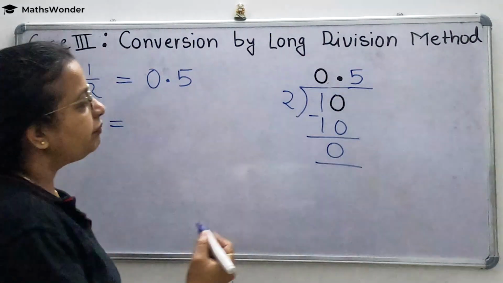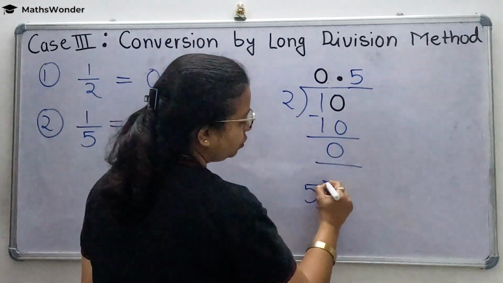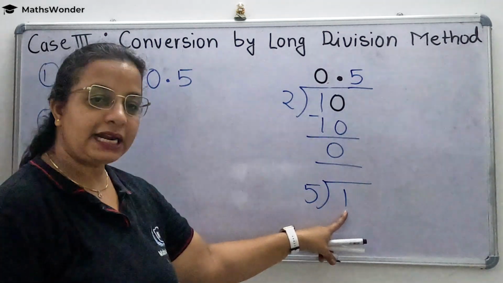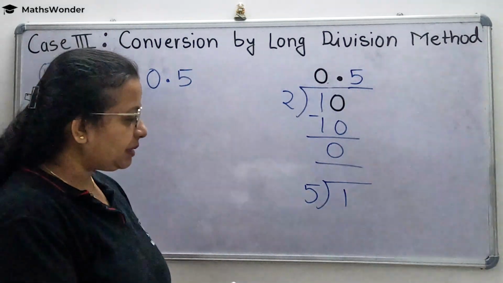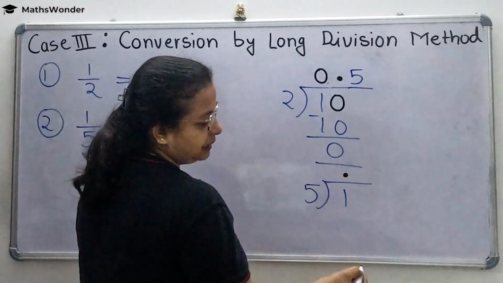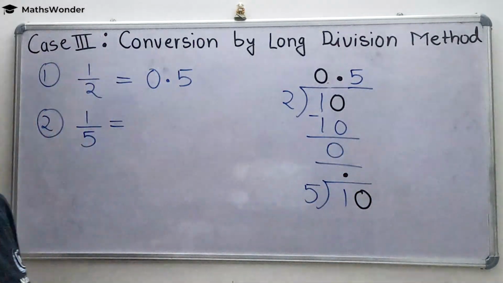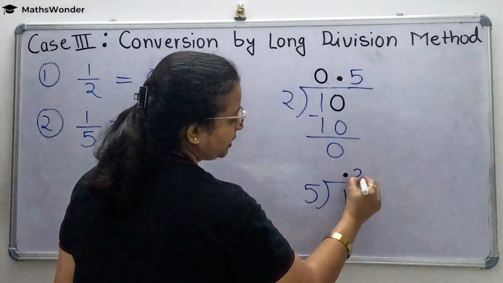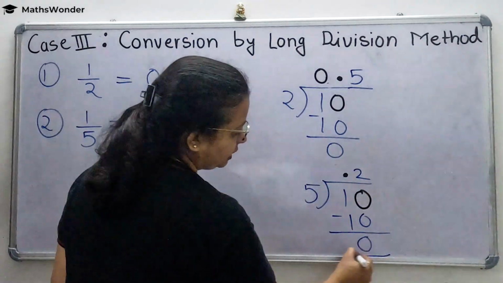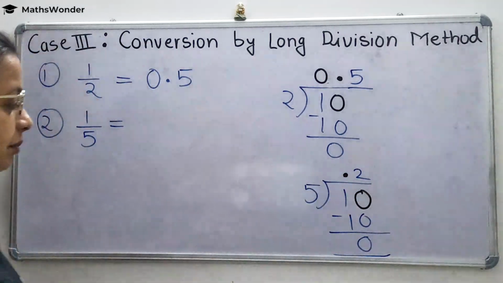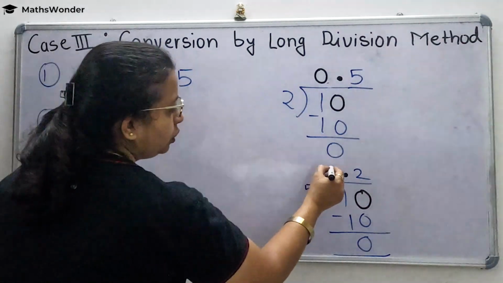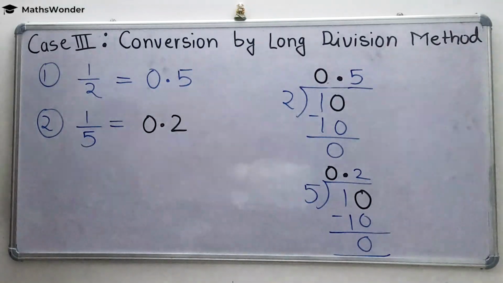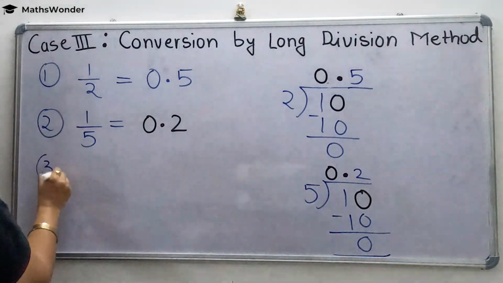Now 1 over 5. Suppose you are not able to convert other fractions into decimal. So what you can do is write it like this. 1 is not divisible by 5. So you will give the decimal here and give 0. Now it's become 10. 10 is easily divisible by 5. 5 times 2 will be 10. Right? And then subtract. So this is your remainder. Because your quotient is 0.2, you have to give 0 here. So your answer is 0.2. Okay? These are the easy questions. We are starting with the easy.